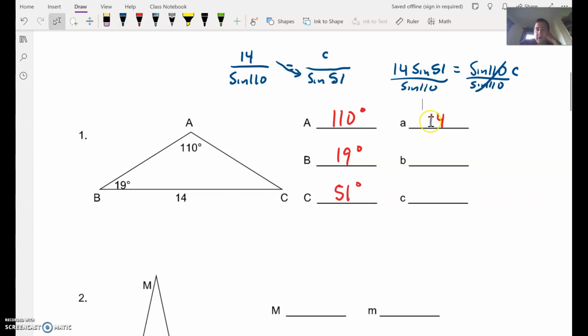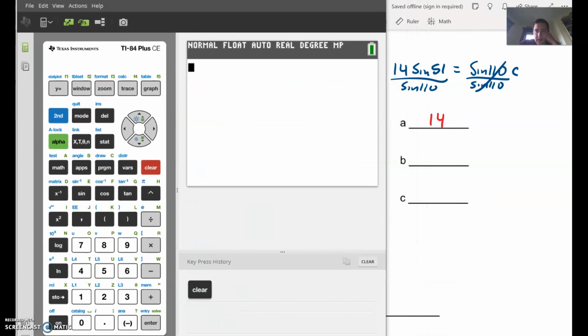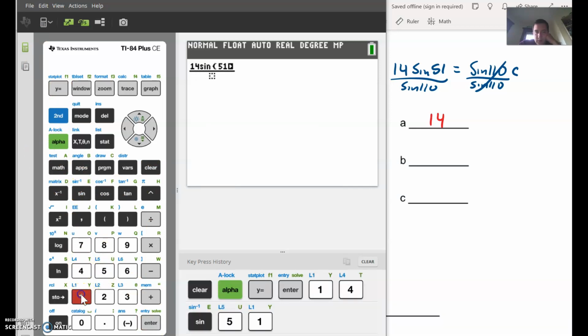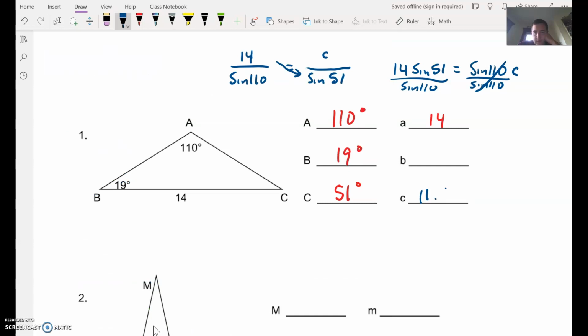So C is going to be equal to whatever 14 sine of 51 divided by sine of 110 is. I don't like to round any of that. I'm going to put that exactly into my calculator. So let me just slide this over so I can see it because I have a bad memory. Let's do 14 sine of 51 divided by sine of 110, and we get 11.578. That was for side C.